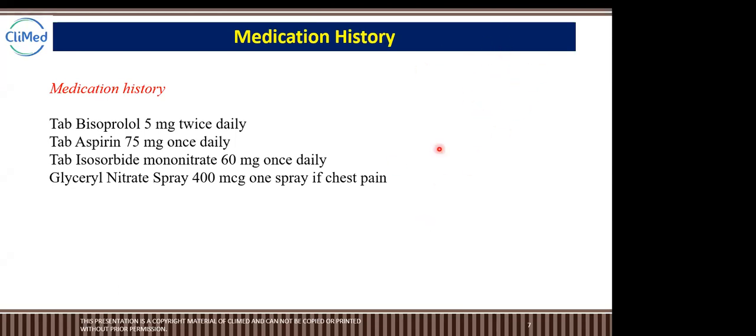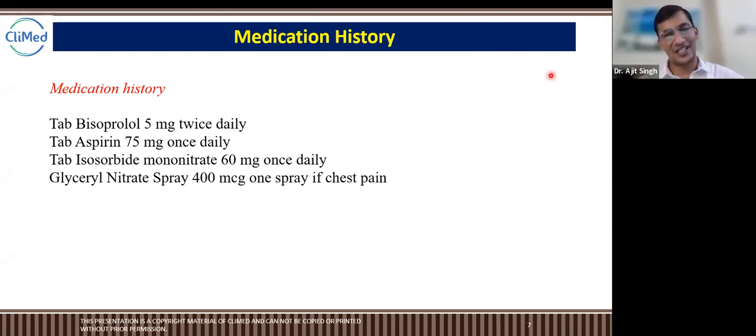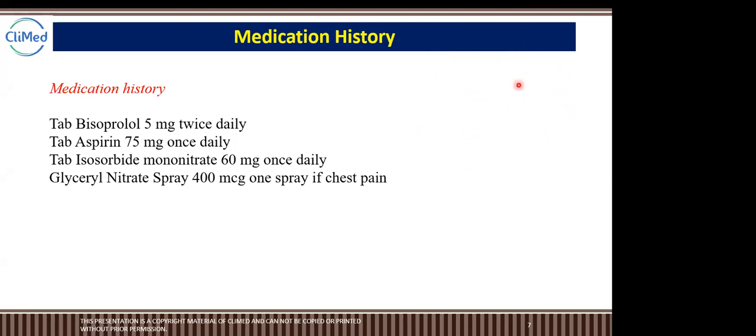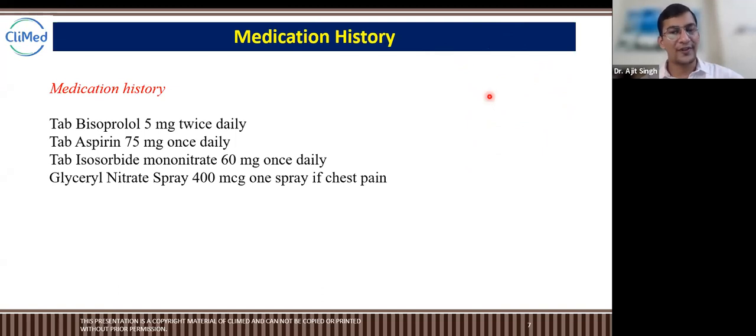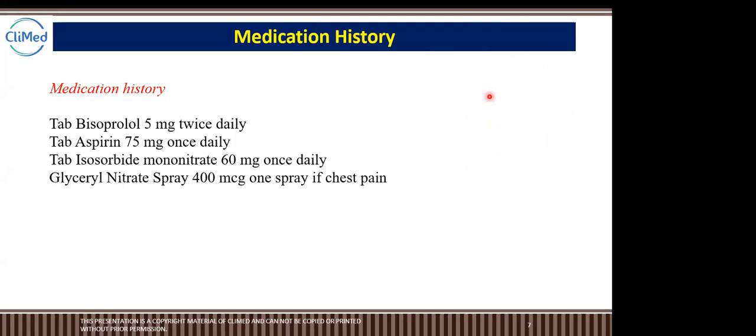Okay, but isosorbide dinitrate is usually given for chest pain only. Now, can someone tell me why we give isosorbide mononitrate? Someone said vasodilator. So what is the exact role of a vasodilator in heart failure patients? Dilating the blood vessels, sir. Okay, so further? So that we can decrease the pressure.